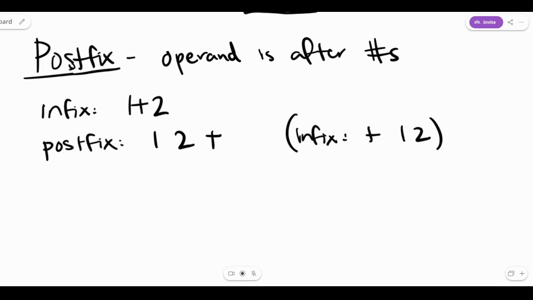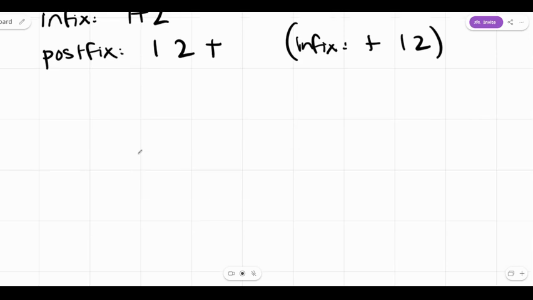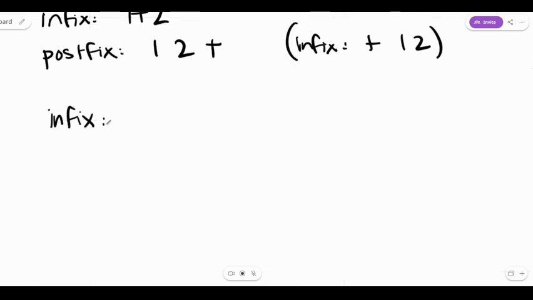So very similar to prefix, use the same principles to convert between infix and postfix. So for example, let's say we have the expression 3 divided by 3 plus 8 to the power of 2.